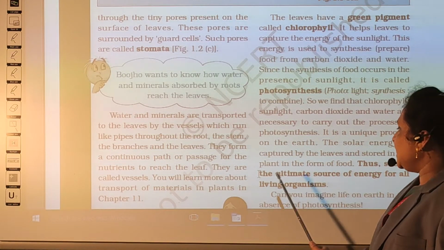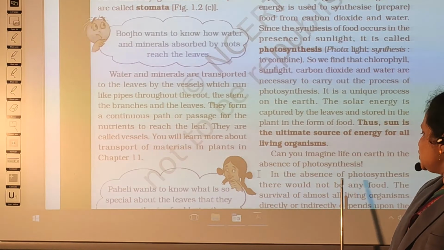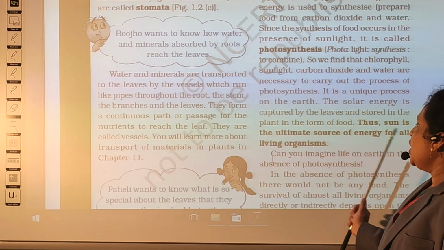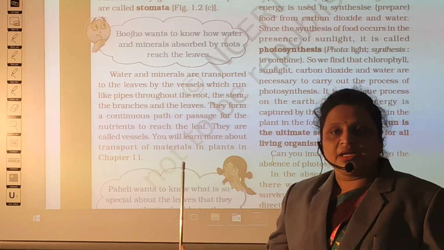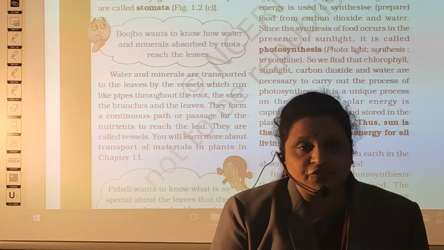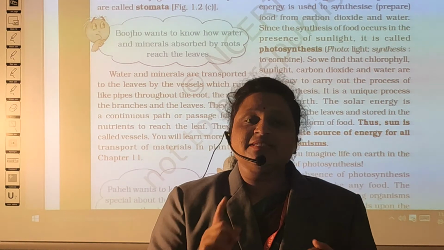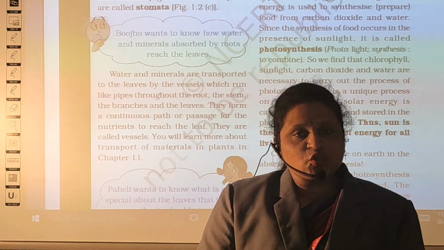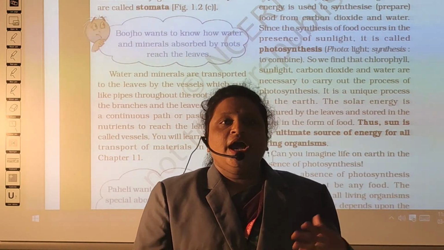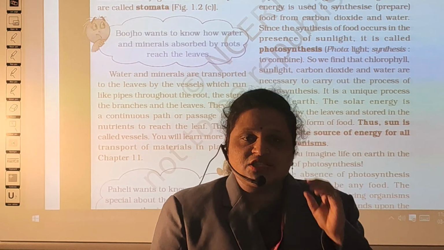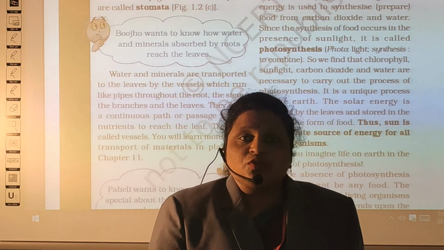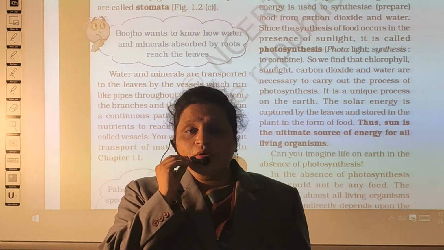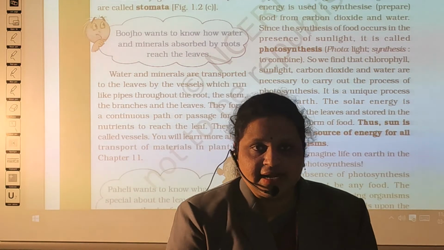Thus, the sun is the ultimate source of energy for all living organisms. It means plants also, animals also, and human beings also. If for many days the sunlight is not there, the plant can't grow properly. Human beings also suffer from skin diseases like that.